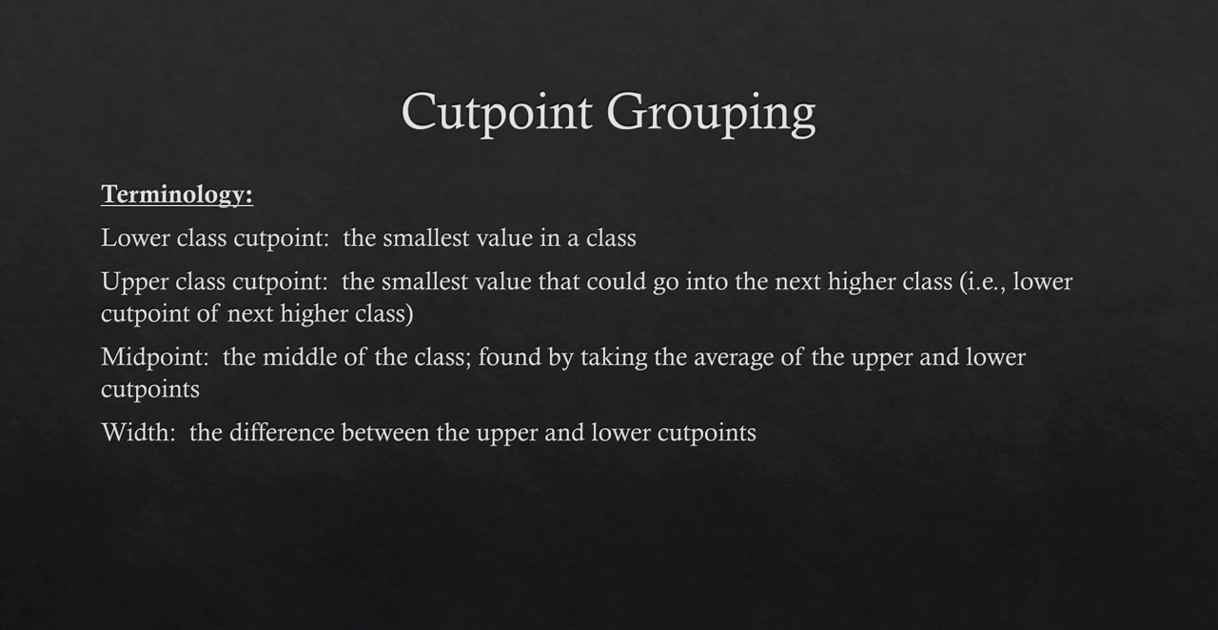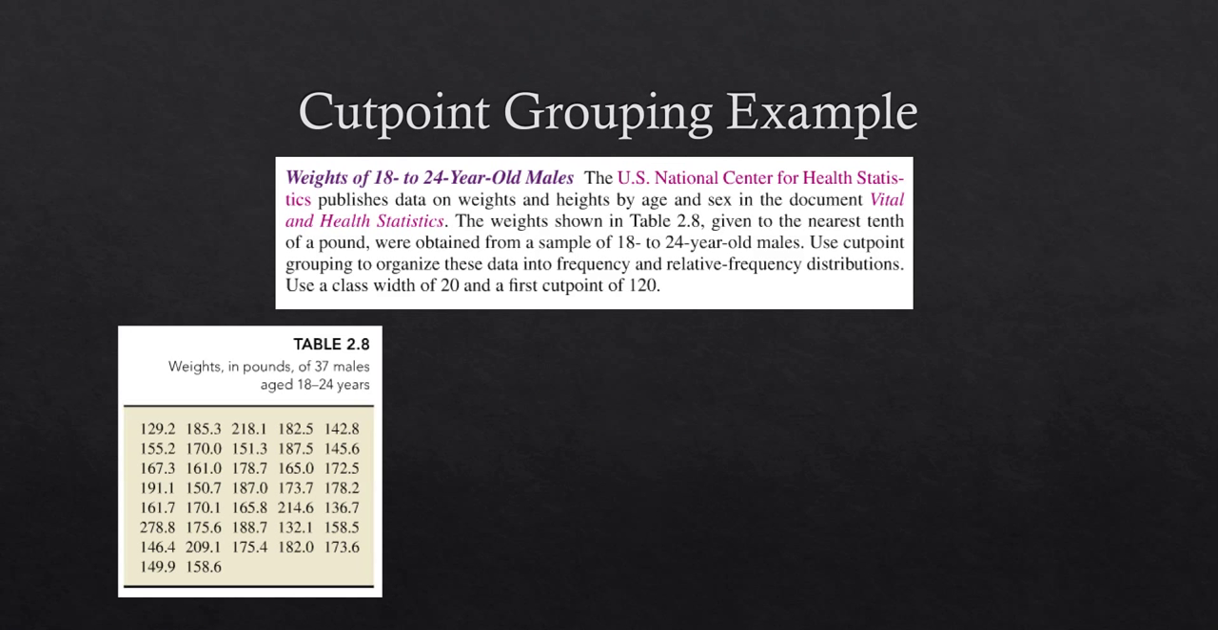Alright, so the last grouping method will be cut point grouping. So the terminology here, the lower class cut point is the smallest value in a class. The upper class cut point is the smallest value that could go in the next higher class, or simply it's the lower cut point of the next class, the next higher class. The midpoint is the middle class found by taking the average of the upper and lower cut points, and the width is the difference between the upper and lower cut points.